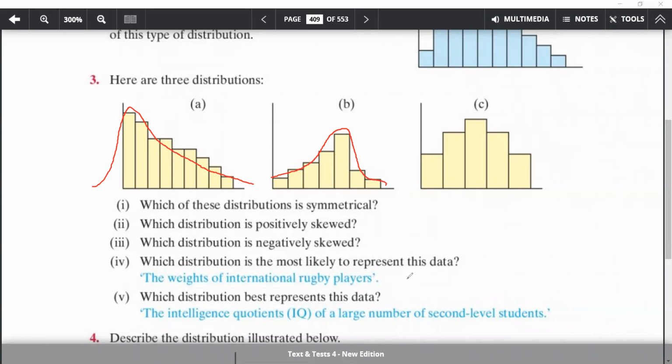Which distribution is most likely to represent the weights of international rugby players? Now, if you look here, you've got a lot of weights that are low weights and not so many that are high. That's probably not going to be rugby players. If you look at option A, you've got a lot of very high weights, and even the low weights, yeah, I suppose everyone's heavy, but you've got a few people who are really, really exceptionally heavy up here to the right.